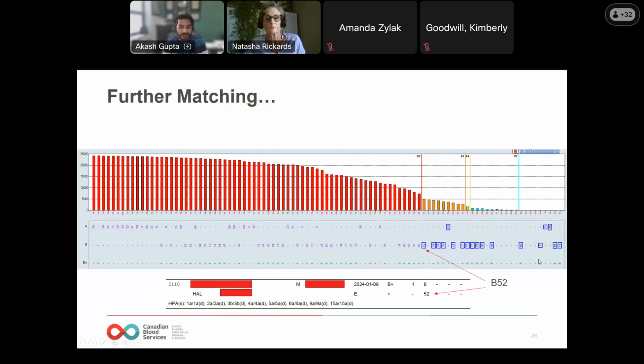Sometimes we see, despite the antigen matching, some donors do better than others for increments. And if we know that, we can re-recruit the good donors and knock the poor donors off that list for that particular patient.